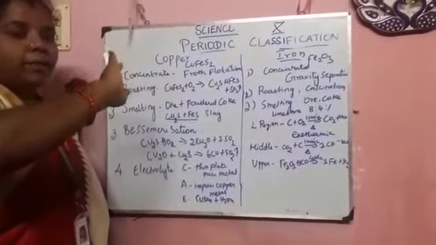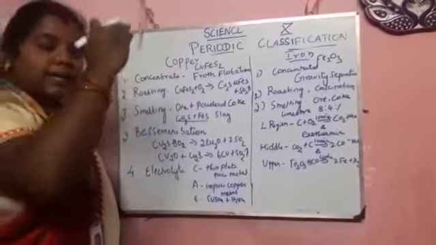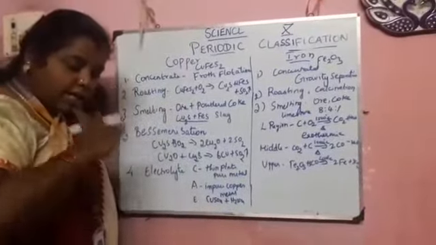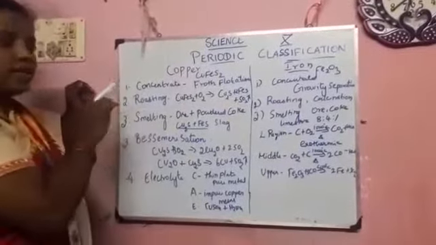Automatically, one type of the ore will be deposited in the foam, and the other unwanted material will be deposited in the water and settle down. This is the froth flotation method. And the next one is roasting.